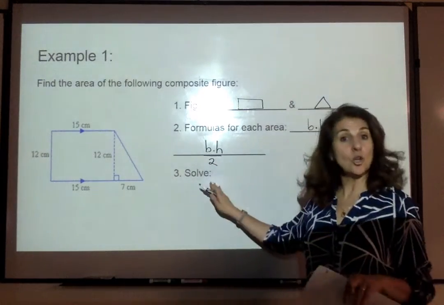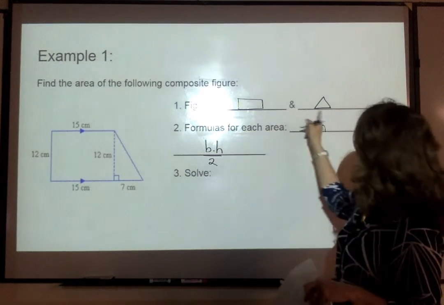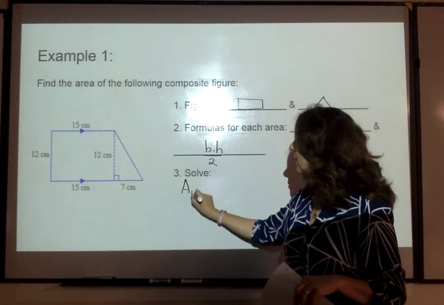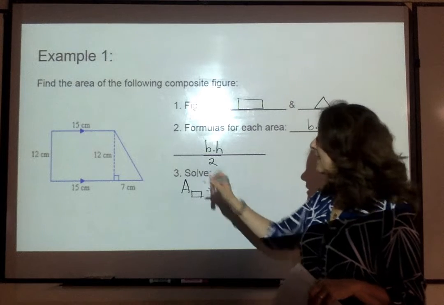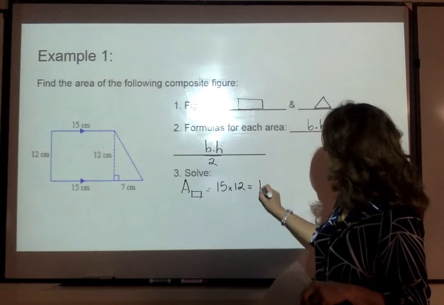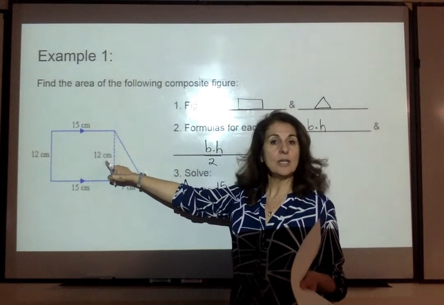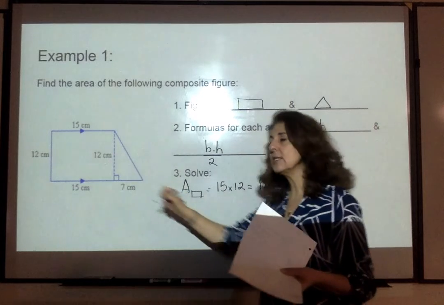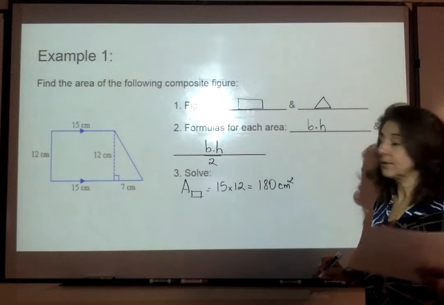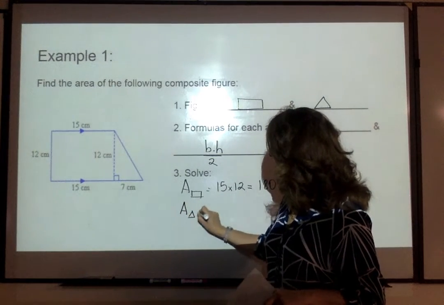So how do I solve this? Well, to solve this, I have to use the formula for my rectangle. Let's find the area of the rectangle. That is 15 times 12, which is 180. And since the unit is shown over here, centimeters, then yes, centimeters squared.